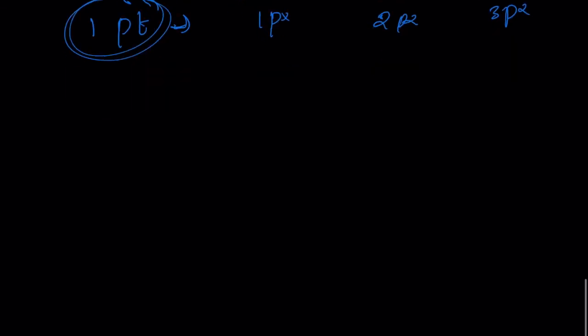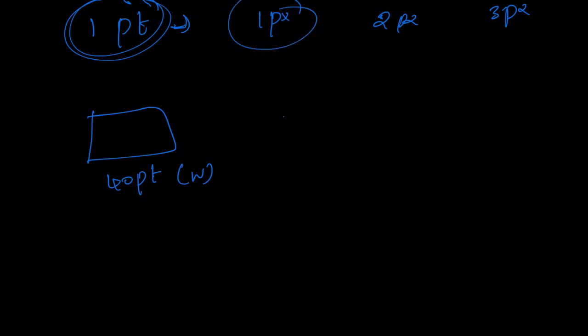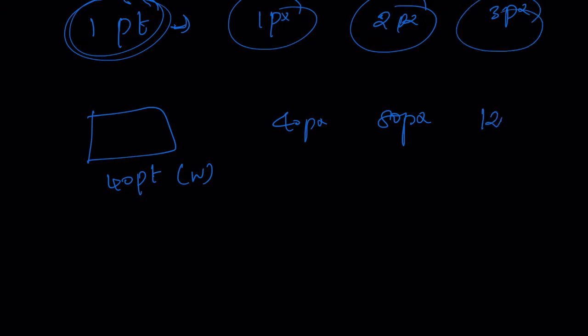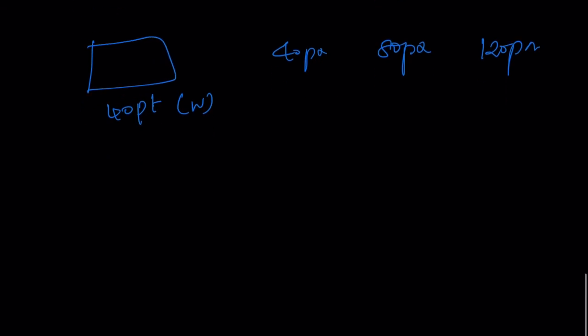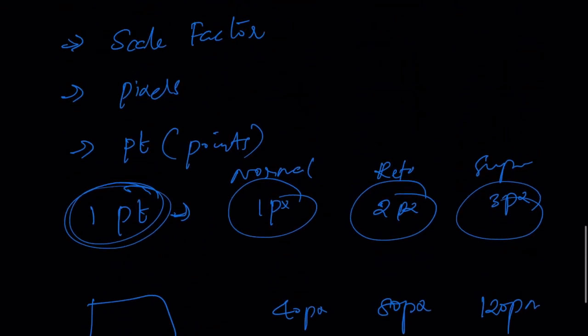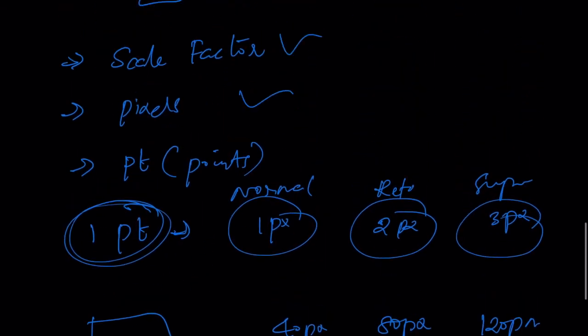So when you set a button with a size of 40 points as width, it means that on a 1x device it will consume 40 pixels. On 2x devices it will take 80 pixels. On 3x devices it will take 120 pixels. Okay, cool. So now we know what a scale factor is, what pixels are, and what points are.